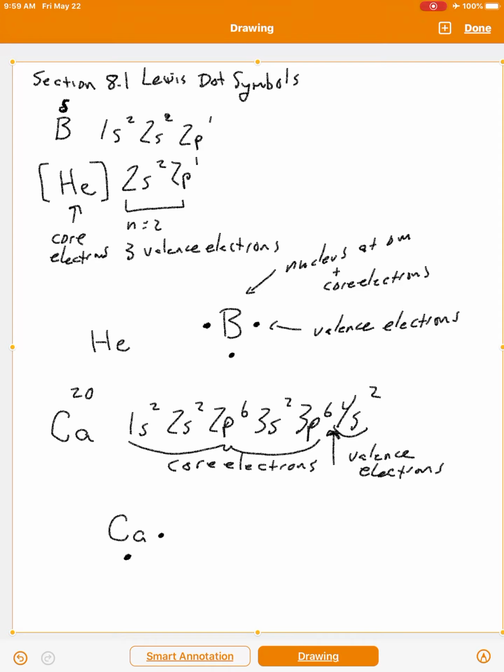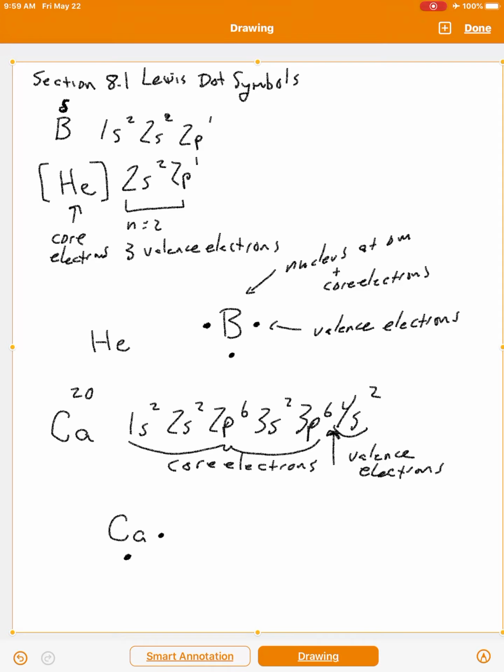Okay, let's take a look. Fluorine is element number 9. So 1s2, 2s2, 2p5. Now the outermost shell is n equals 2, so those are the valence electrons. How many valence electrons are there? There's 2 here and 5 here. That's a total of 7. So we're going to have 7 dots. These are core electrons. We're not going to represent those in the Lewis dot symbol.